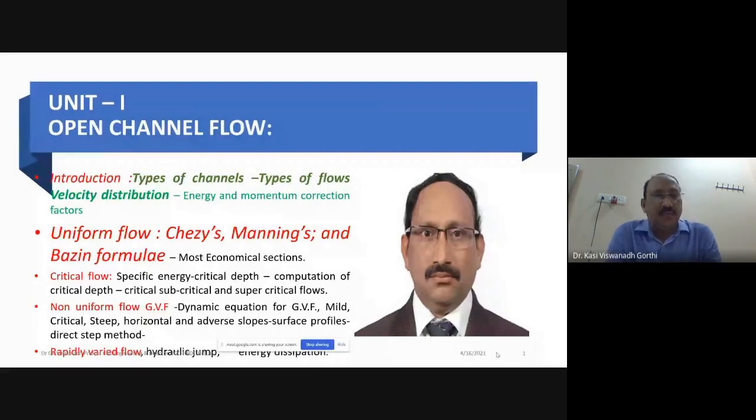Yesterday's class, we started with the uniform flow, and we noticed that the uniform flow occurs in a prismatic channel, and the governing formulae for analyzing the uniform flow in open channels are Chezy's formula, Manning's formula, Bazin's formula, Ganguillet-Kutter's formula, and then Darcy-Weisbach friction factor equations. So we have seen the various formulae which may be used. Among all these, Manning's and Chezy's formulae are the most used.